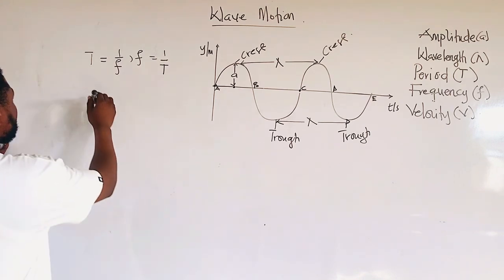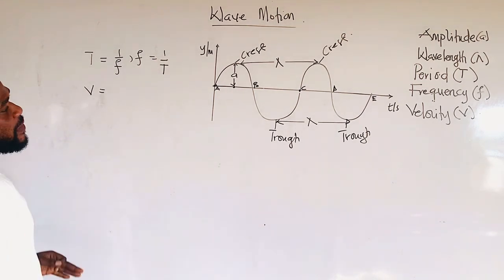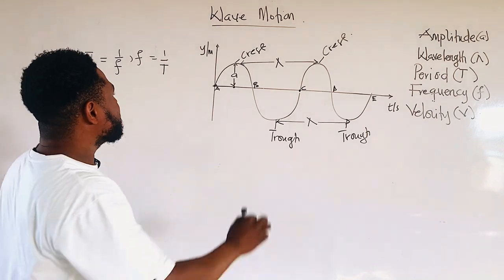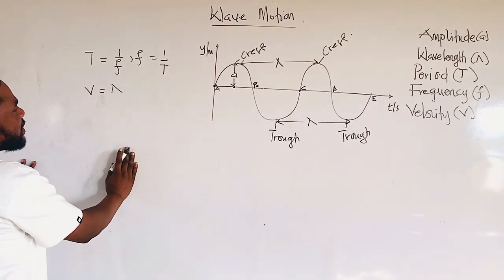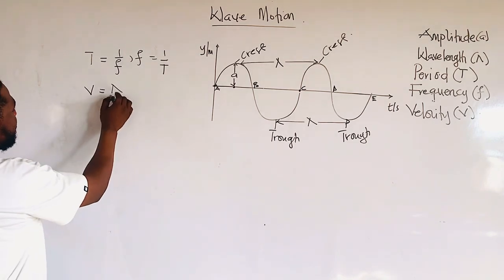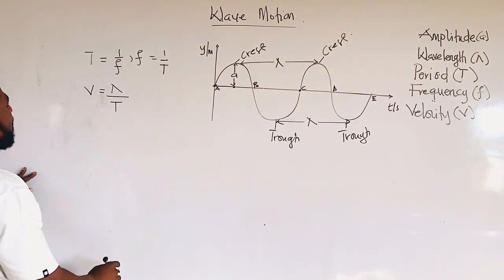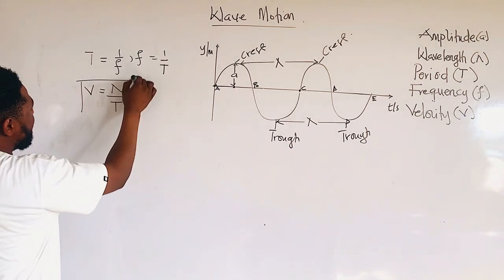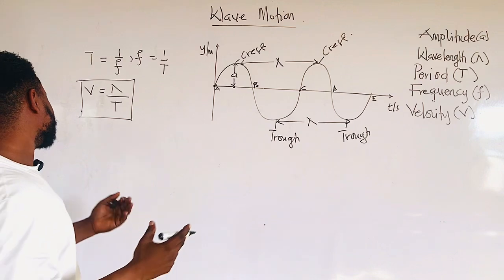And again, from velocity of wave, the distance traveled by the wave in 1 second. So the distance traveled by the wave is given as lambda, which is wavelength, divided by what? The time or the period. So from this, we can also have a formula here, as we can see.